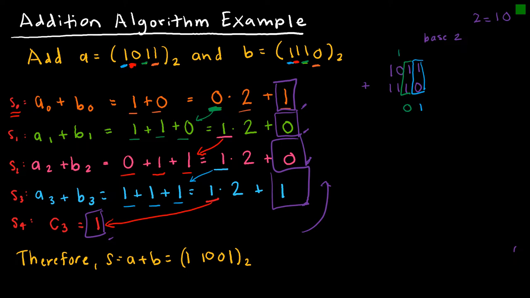Then I'm going to take a look at 0, 1, but also the 1 that I carried. And so I'm going to be looking at 1 plus 0 plus 1. 1 plus 0 plus 1 is 2, which again is 1, 0. So here I'm going to put a 0, here I'm going to put a 1, and then I'm going to look at 1 plus 1 plus 1, which is 3. And so I can think of 3 as 1, 1, and that's where I would get the 1, 1.